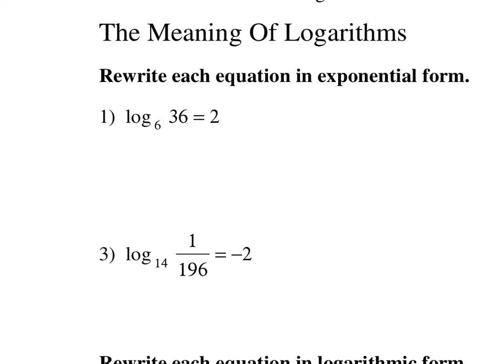So we need to rewrite each equation in exponential form. We're going to start by taking the base out of the basement. So we have 6. Our exponent comes from the other side of the equal sign, and then that's going to be equal to the answer, which is 36.